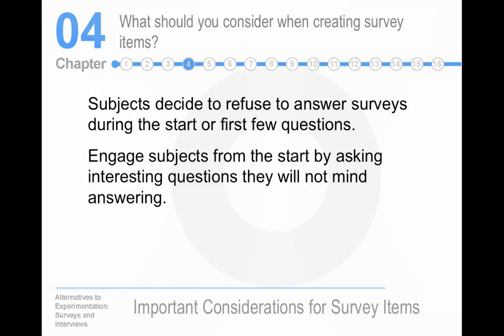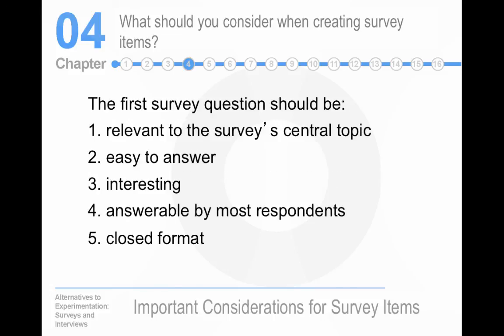What kind of things should we take into consideration when creating survey items? Engage them from the start by asking them interesting questions. Who can argue with that? The first survey question, it gives some ideas here. You should avoid questions where the response would be something like, gee, I don't know.